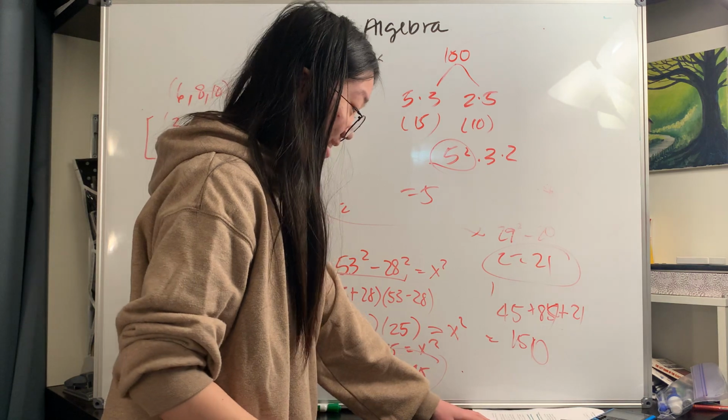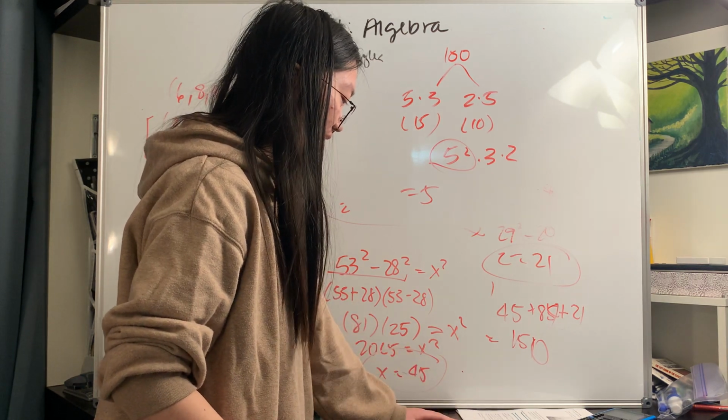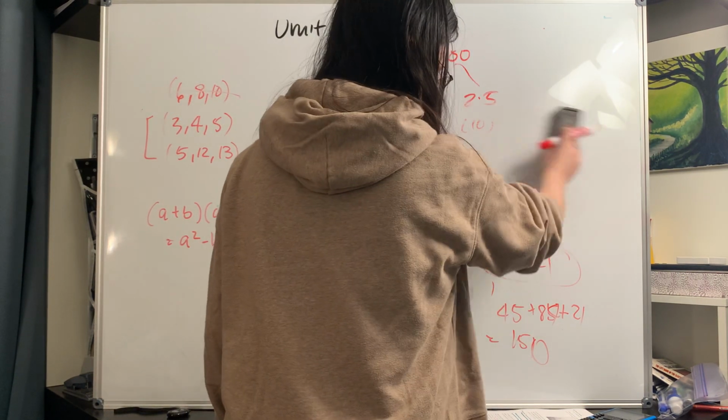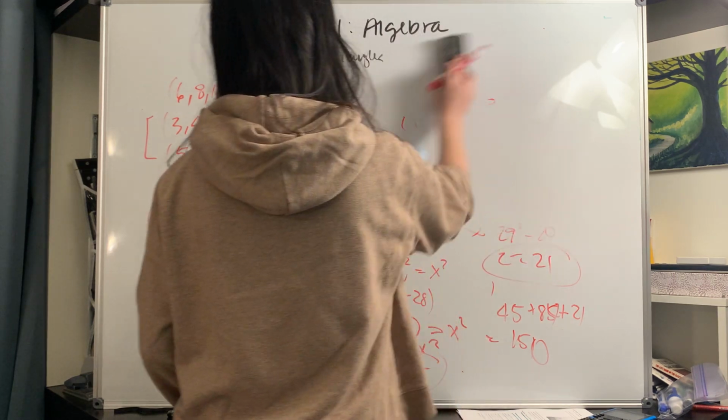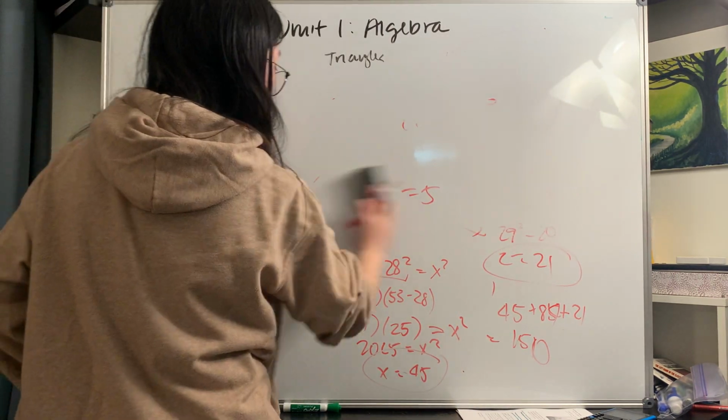Okay, that's problem 6. Whoa, problem 7. Find the length of the altitude to the base of an isosceles triangle whose base is 16 and legs are each 10. Okay.